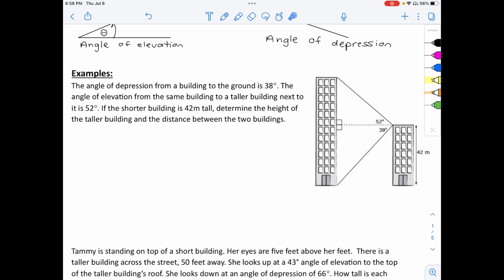Okay, a common mistake if you weren't given the diagram would be to put 38 degrees here. However, that is not where the angle of depression is. Okay, it always needs to be between the horizontal line and your slanted line.